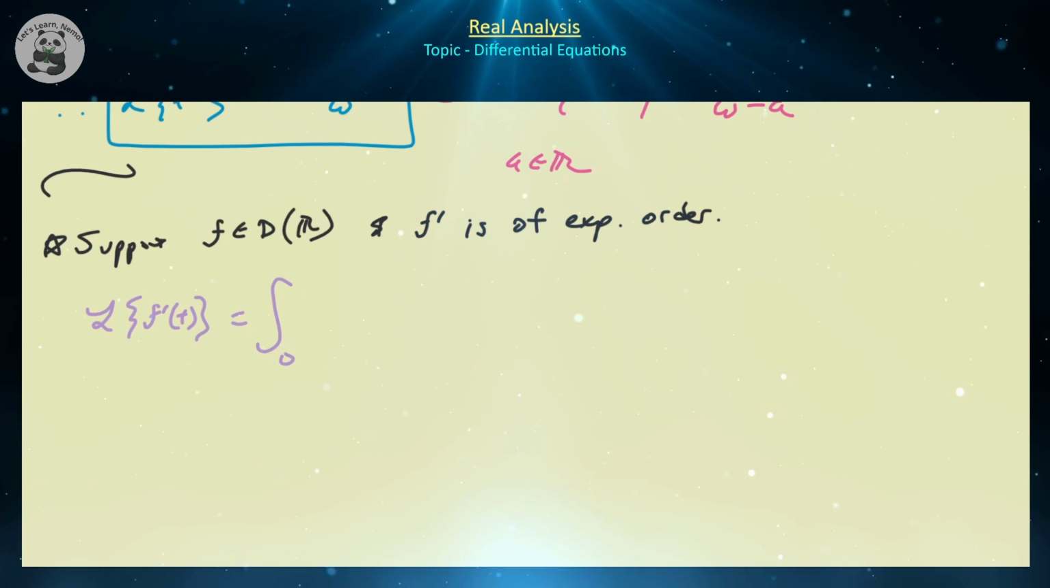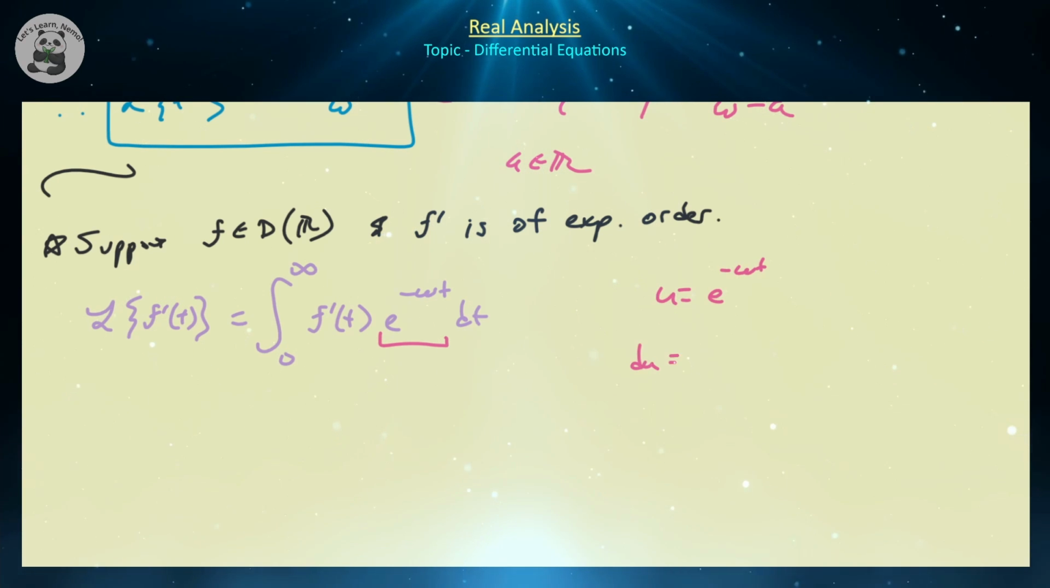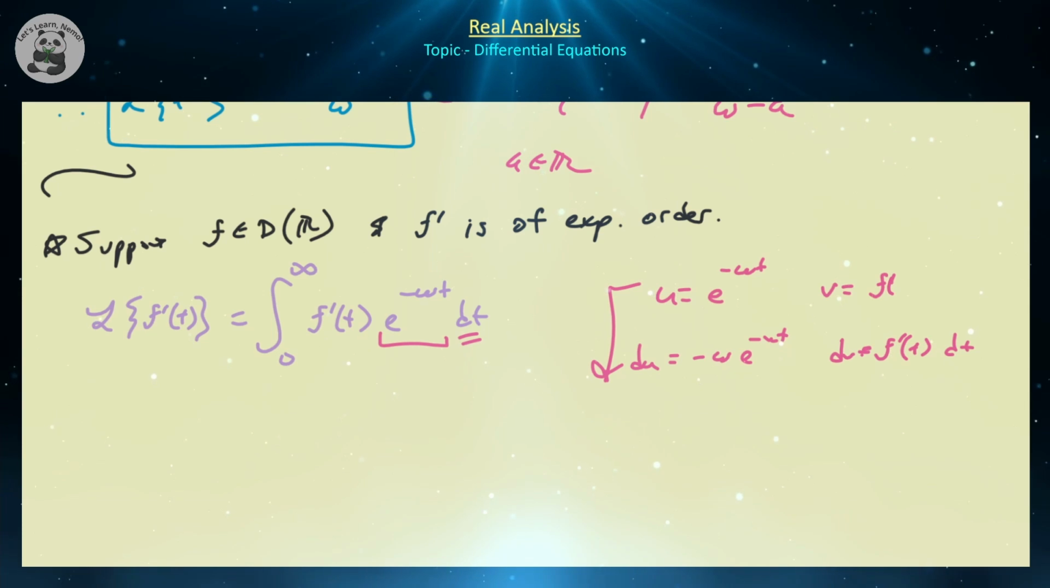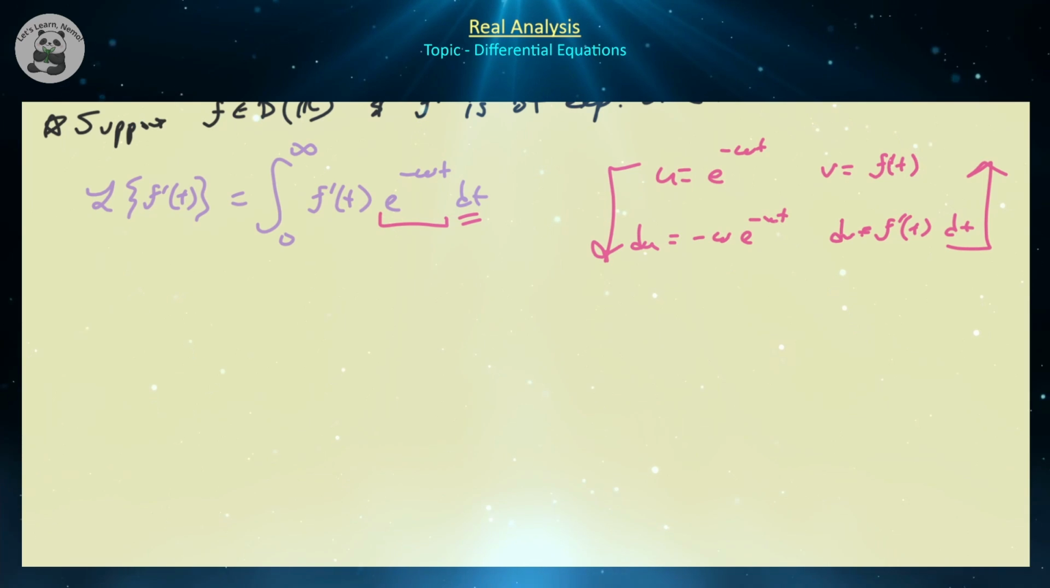By definition, that's going to be equal to the integral from 0 to infinity of f prime of t e to the minus omega t dt. So we're going to be using integration by parts here. We're going to let u be equal to e to the minus omega t, forcing the differential of u to be equal to minus omega e to the minus omega t, since our derivative was with respect to t. And then the rest of it is going to be equal to f prime of t dt, so that means v is going to be equal to f of t. Keep in mind this is an integral from 0 to infinity, so do not forget your limits.